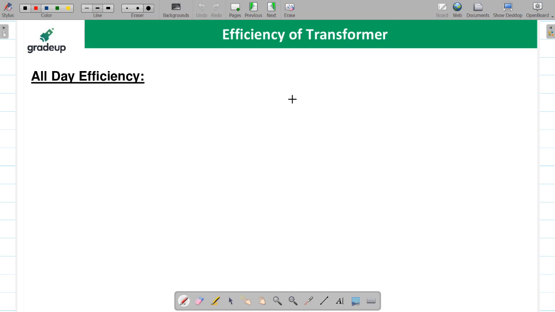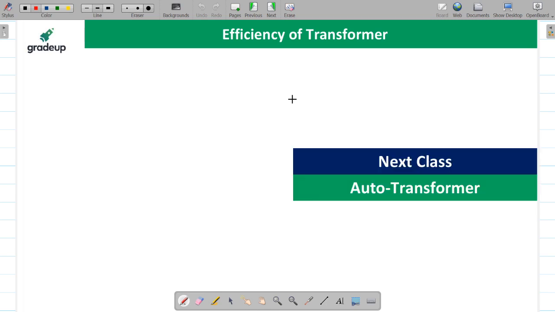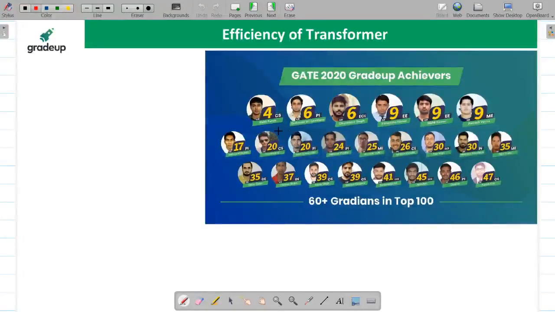Let me give you a preview of tomorrow's class. We'll try to cover things tomorrow, and if things are complete, then we are going to start the auto transformer tomorrow, and this is going to be very, very important. So don't forget to join me tomorrow 8:30 p.m. for the machines class.